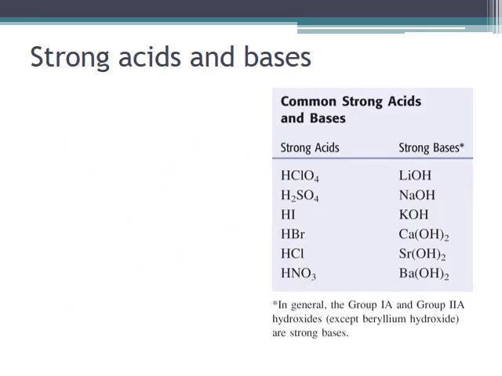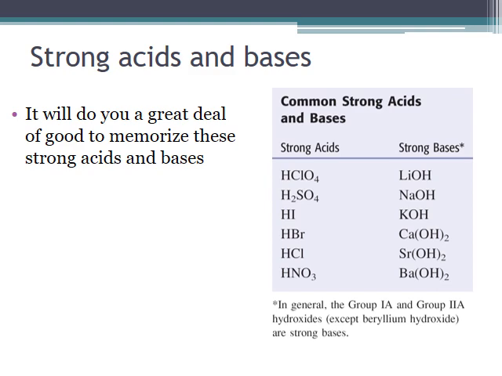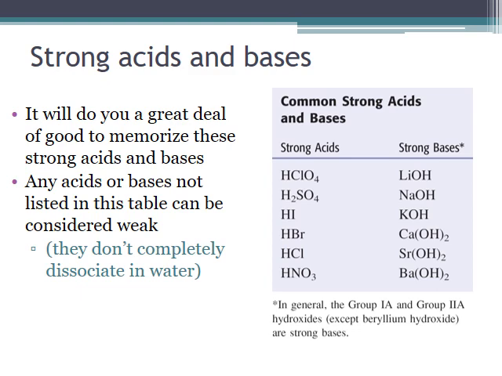Here's a list of the strong acids and strong bases. There are 6 listed in your textbook: perchloric acid, sulfuric acid, hydroiodic acid, hydrobromic acid, hydrochloric acid, and nitric acid. It will give you great benefit to memorize these acids. The reason is, if you know what the 6 strong acids are, any other acid is considered a weak acid. The weak acids don't completely dissociate. Strong bases are group 1 or group 2 metals combined with hydroxide.